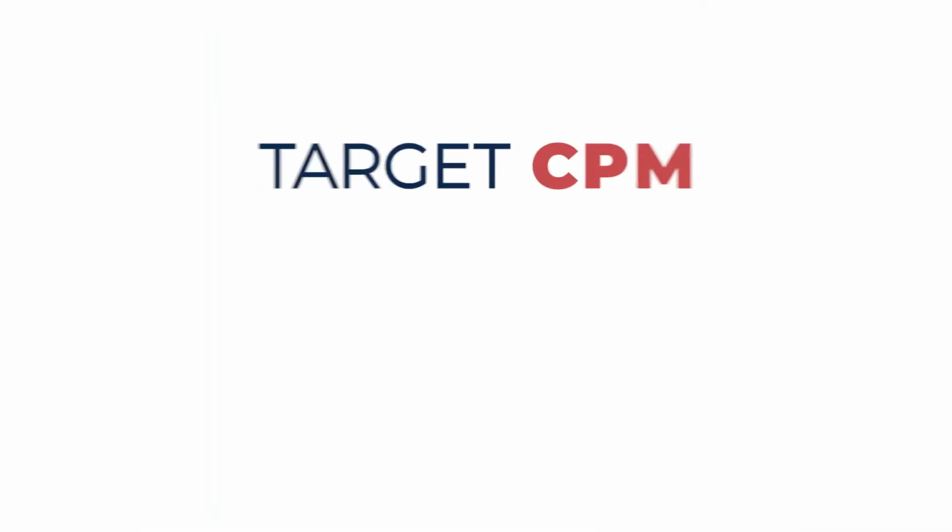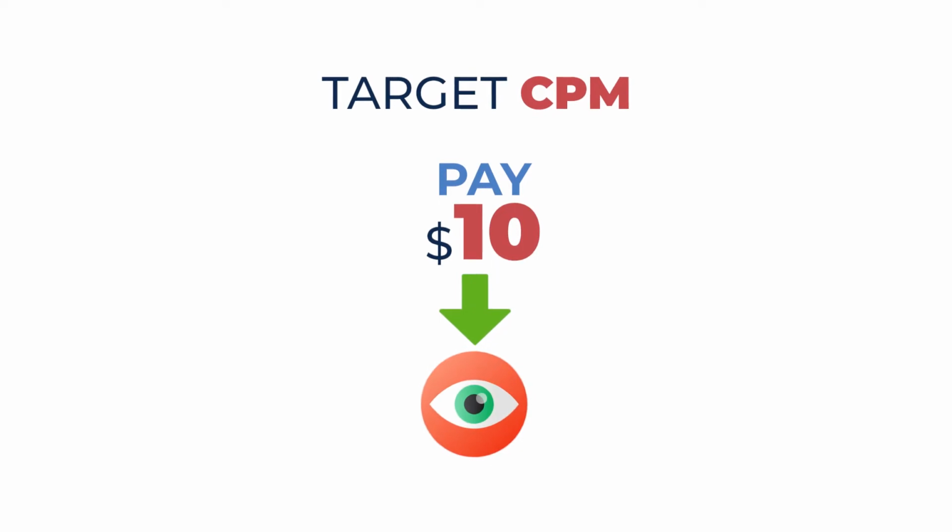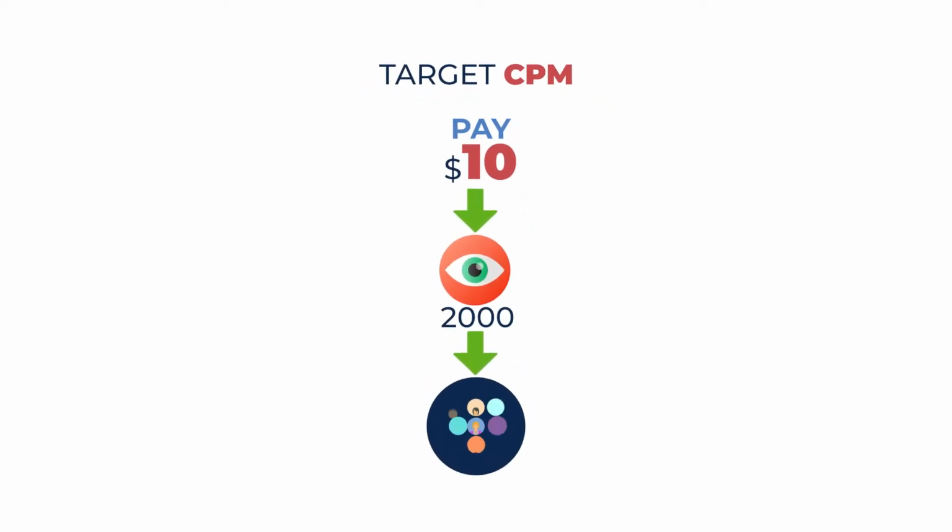Now there's other bidding types, right? So there's target CPA, there's maximized conversions, and there's target CPM. So target CPM is target cost per 1,000 impressions. So you're telling Google how much you're gonna pay to be shown to X number of impressions, right? So you're telling them, hey, I'm willing to pay $10 to be shown to 1,000 people, right? So that's another bidding type.